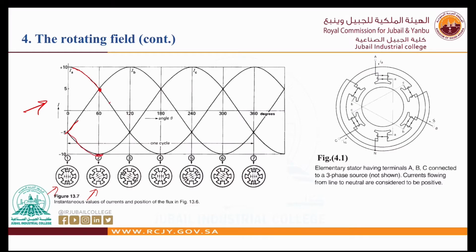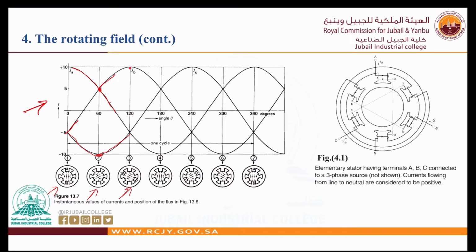As you can see here, A is going down, and here B is going up, and C is going up. So at each time we will have two phases together, and one phase is going down. As you can see from this is the third part.